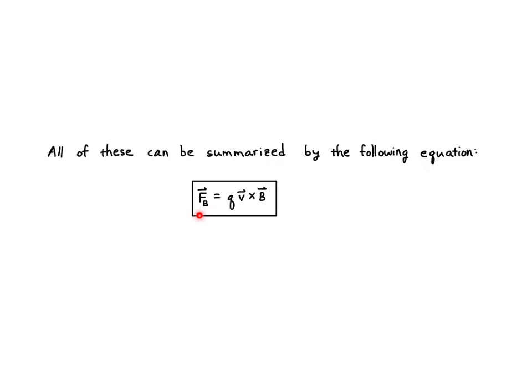The magnetic force is equal to Q times V cross B. This is the cross product. We've seen this before for torque, where torque was equal to R cross F. So like torque, the magnetic force will always be perpendicular to V and B, and it is maximum when V and B are perpendicular to each other.